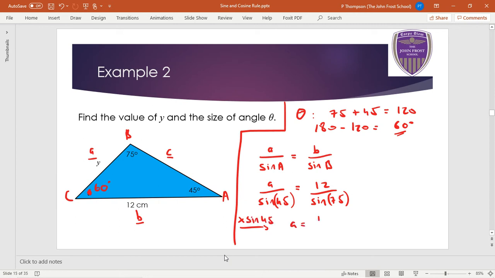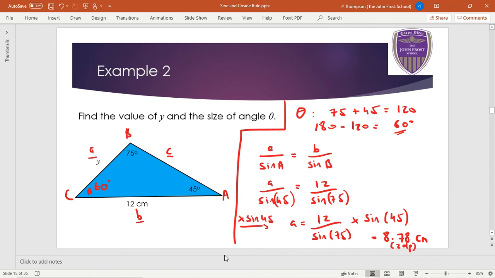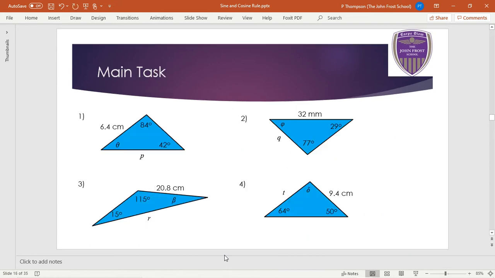So a is going to be 12 over sine 75 times sine 45. A bit low on space, but I should be able to fit it in. 12 over sine 75, get out of the fraction, times sine 45 gives me 8.78 centimeters to 2 dp. Done.